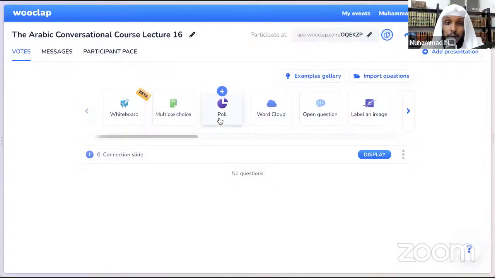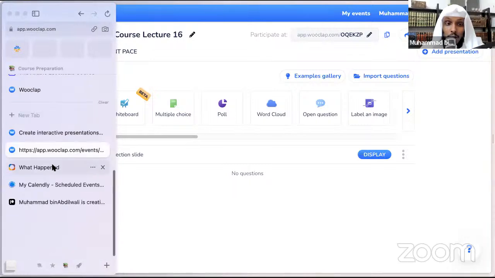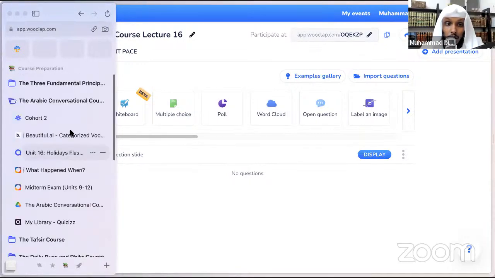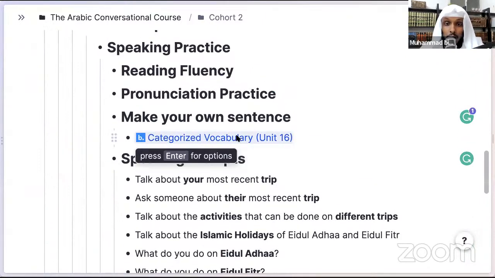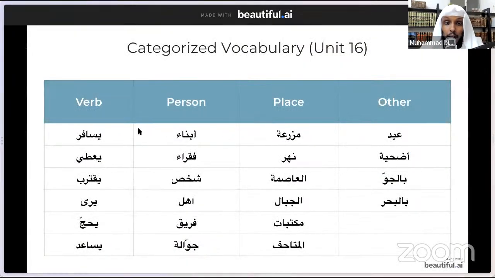Join WooClap, please. First thing we're going to talk about is, let's make some sentences, inshallah. Let's make our own sentences. So here we have the categorized vocabulary list, and this week we have 4 categories only. The vocabulary for this week weren't that many.